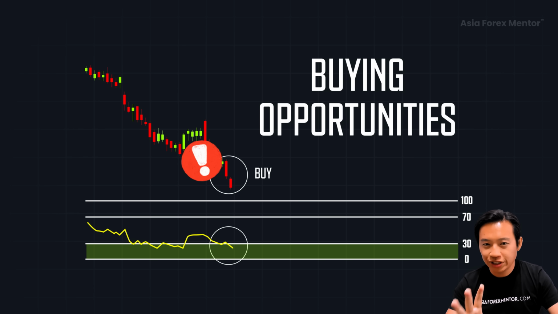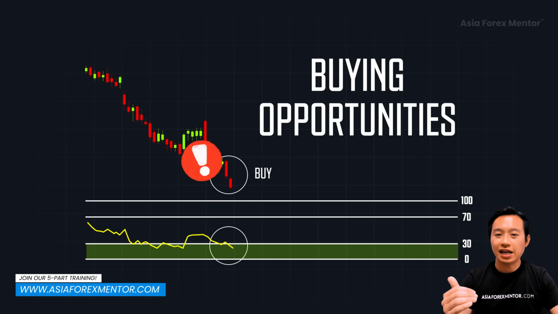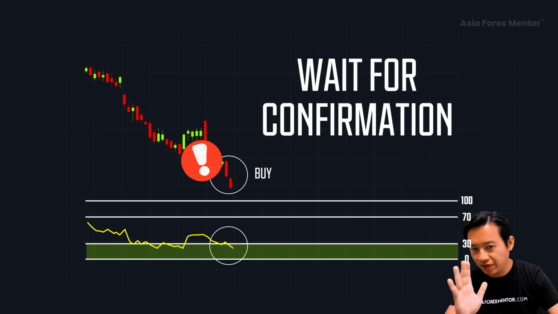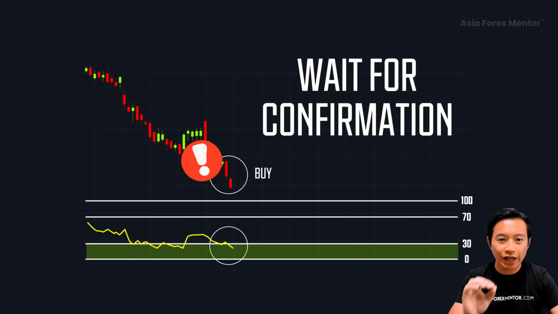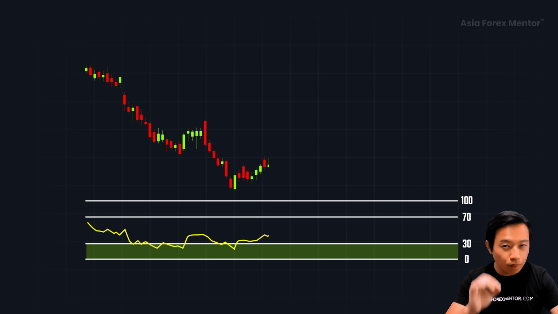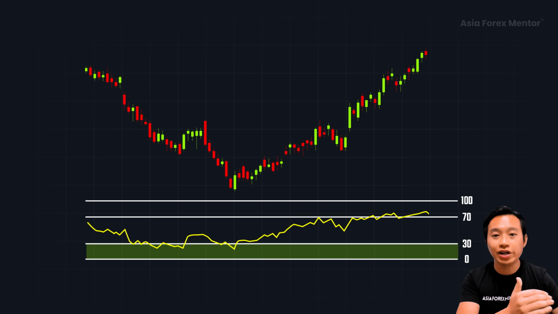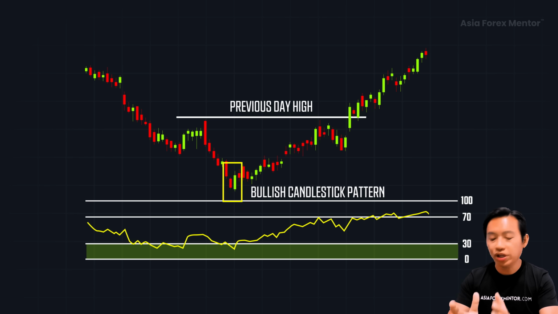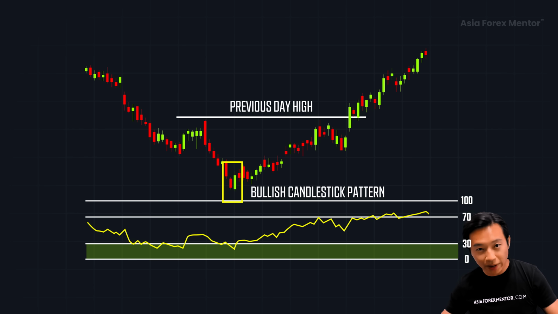But don't jump in right away. We use this as the first signal to watch the market and to wait for confirmation that the buyers are stepping in, because if it drops, it can keep dropping. So we want to wait first. That's where we can time our entry by waiting for price to break, let's say if you're trading a stock, the previous day high, or we can find a bullish candlestick pattern. The key is to be patient to avoid being caught in deeper pullbacks.